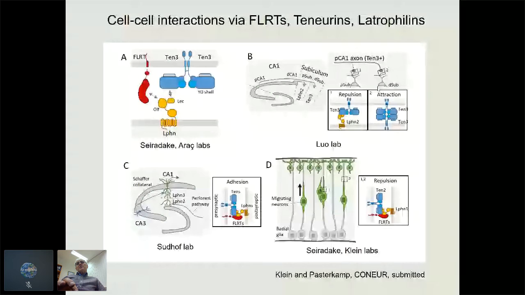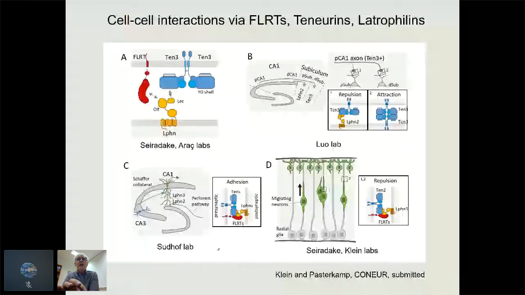the Luo lab shows that the reason why they are not targeting the proximal subiculum is because these neurons express latrophilin 2. And the repulsive interaction of Teneurin-3 and Latrophilin-2 keeps these axons out of the proximal subiculum and makes them target the distal subiculum. So this is some very nice work. It reminds me very much of Ephrins and Eph.